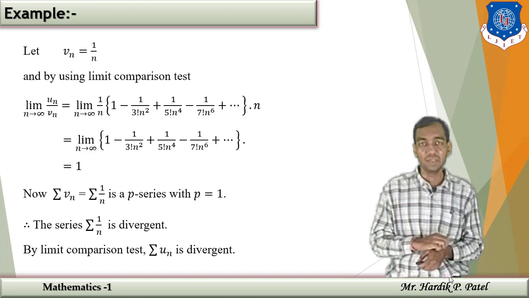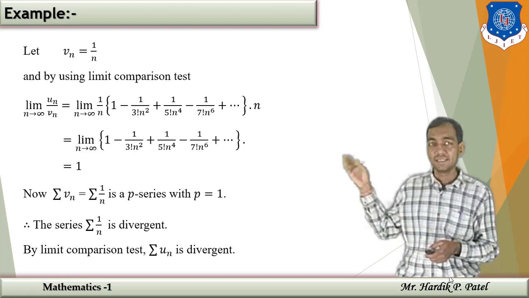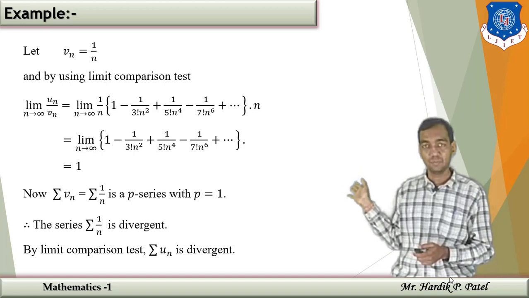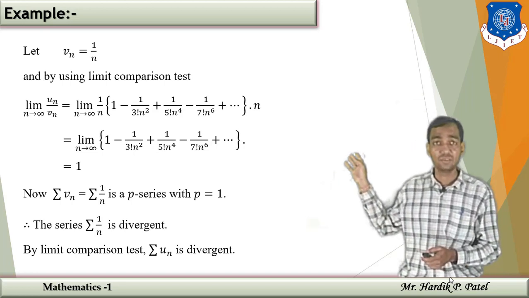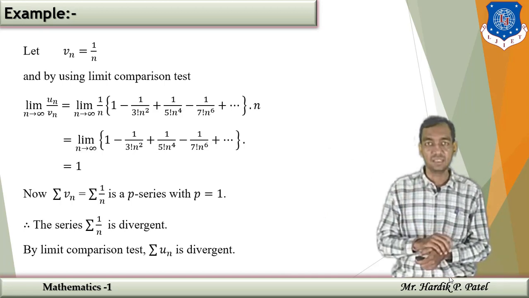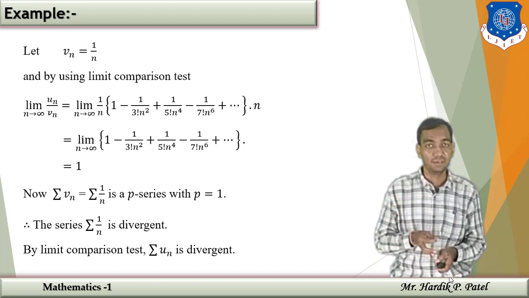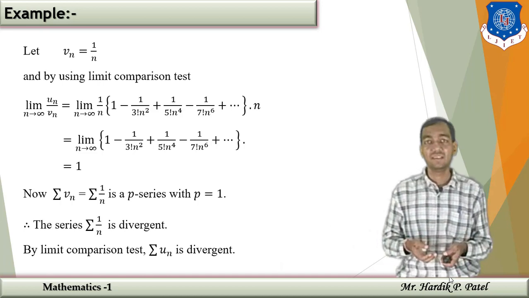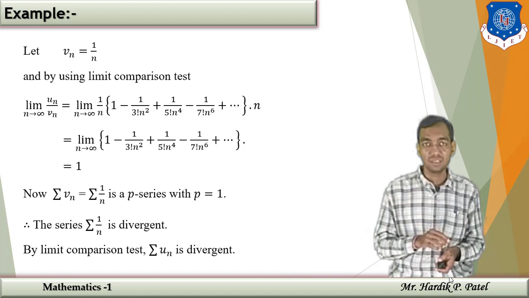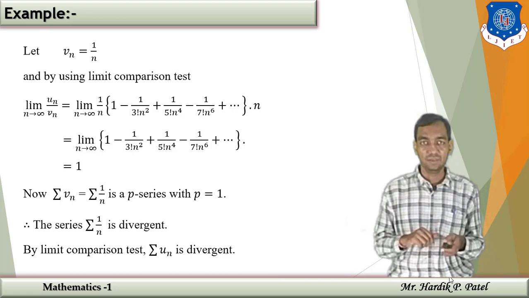Now if we are finding the limit, then limit un upon Vn will simply be the limit as n tends to infinity of 1 minus 1 upon 3 factorial into n square plus 1 upon 5 factorial n raised to 4 minus 1 upon 7 factorial n raised to 6 and so on. N will be cancelled out, and 1 upon infinity will be 0, so you will have the value 1, which is non-zero and finite. Again applying the p series, sigma Vn is sigma 1 upon n, where p is 1, so it is divergent, and that's why sigma Un is also divergent.